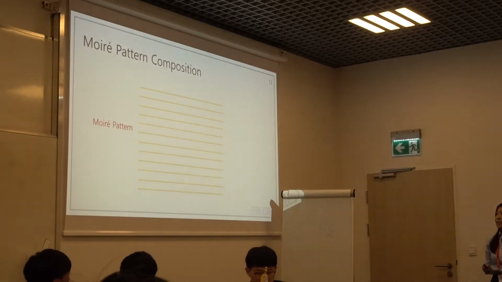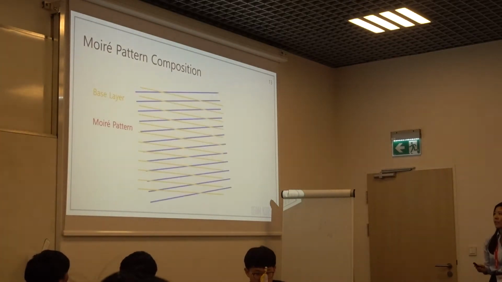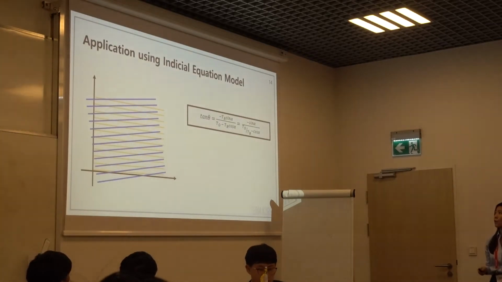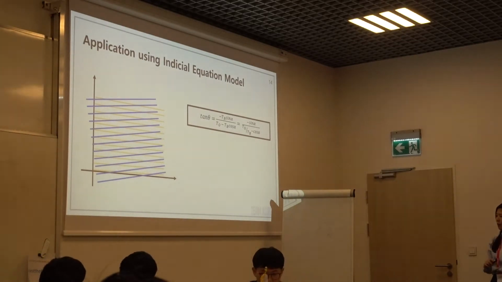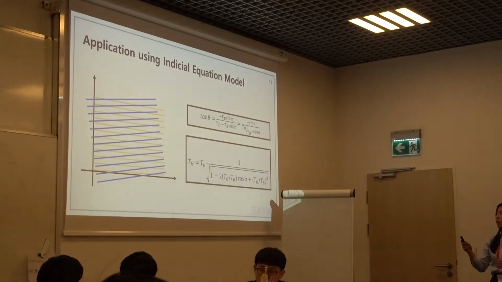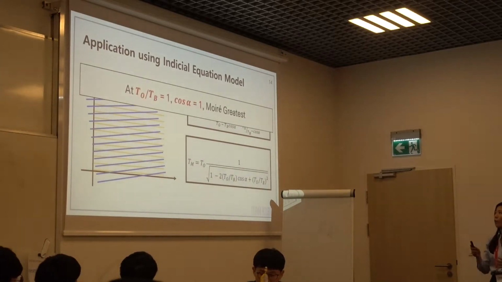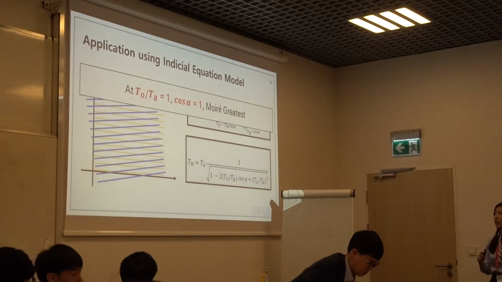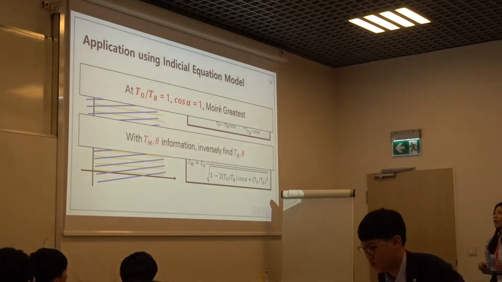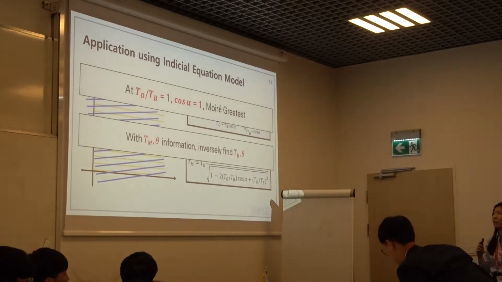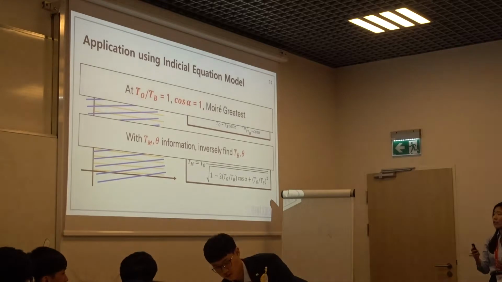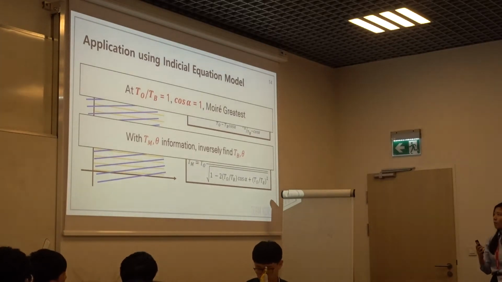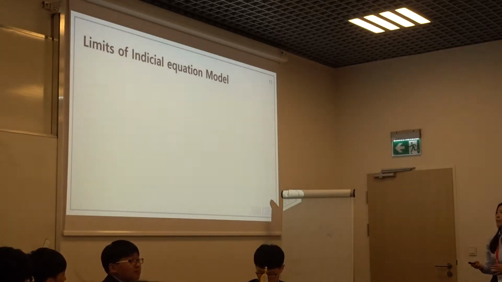Moire pattern composition. A Moire pattern can be created through a base layer and an overlayer. Applying this with the indicial equation model to solve for zeta and also the Moire period TM, we could solve as follows. When the ratio of TO and TB is equal to 1 and cosine alpha gets closer to 1, the Moire would be the greatest. And with the TM and zeta information, we could inversely find TB and zeta, which will help us identify what the base T and zeta were.